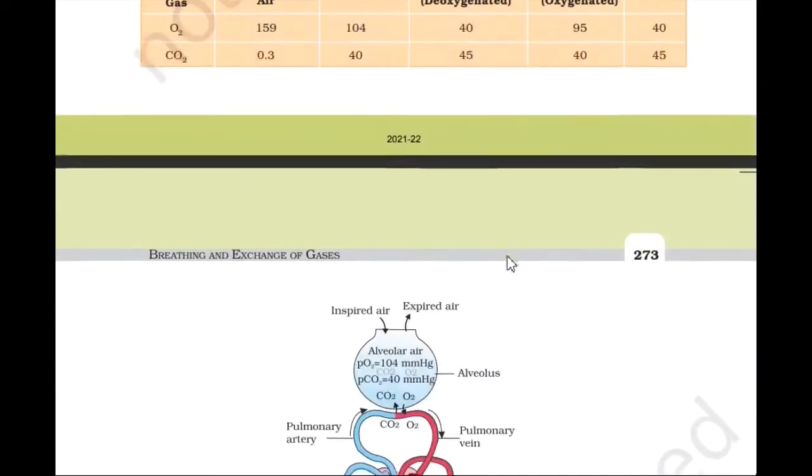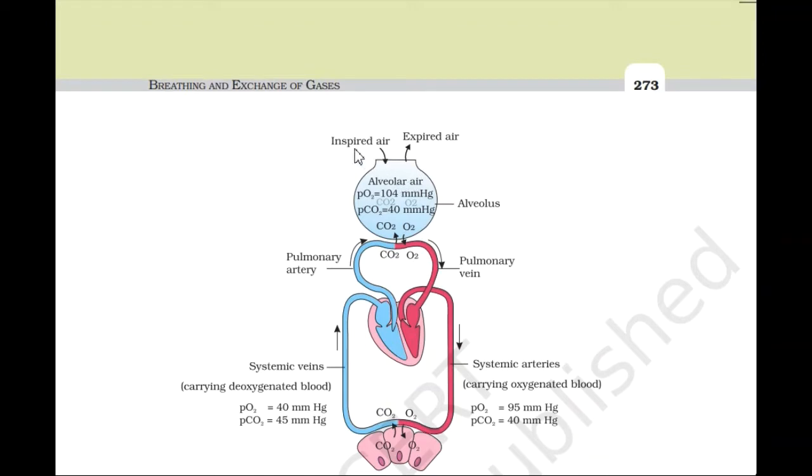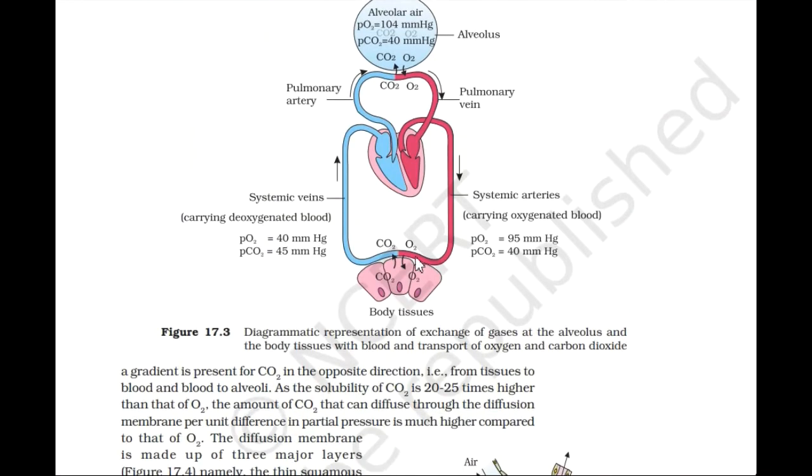is 45. Let us see the diagrammatic representation of exchange of gases at the alveolus and the body tissue with blood and transport of oxygen and carbon dioxide. Here is the inspired air and expired air. Alveolar air: partial pressure of O2 is 104 mm of Hg, while that for CO2 it is 40 mm of Hg.